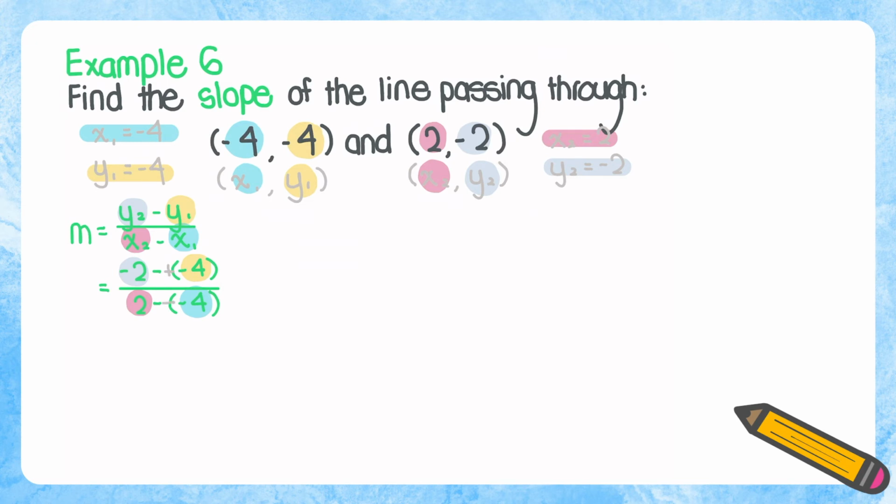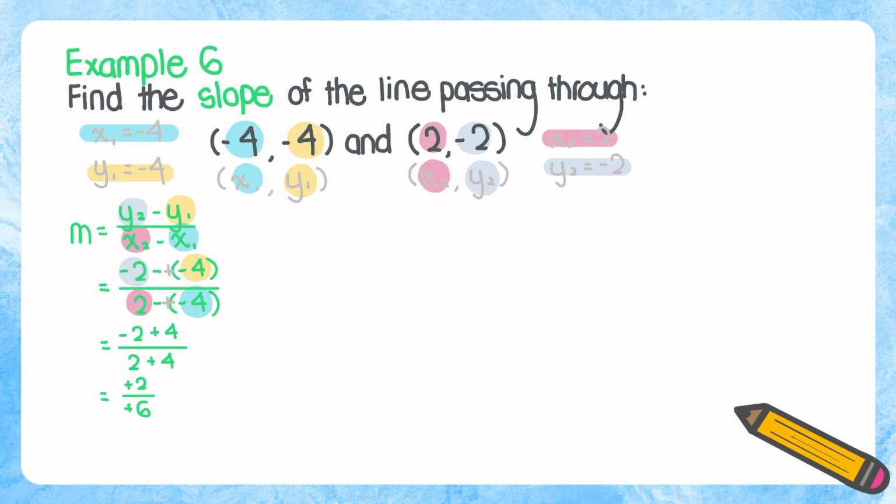So notice we have some double negatives here that I'll just turn into pluses. So rewriting it, we have -2 plus 4 over 2 plus 4. So again, I just rewrote this because a double negative becomes a positive. For our numerator, -2 plus 4 is positive 2. And then our denominator, 2 plus 4 equals positive 6.